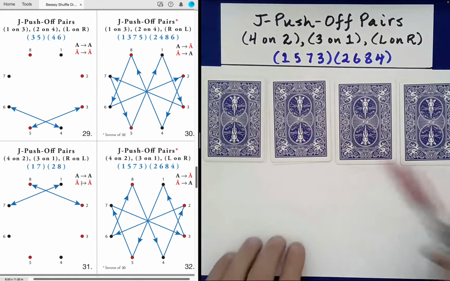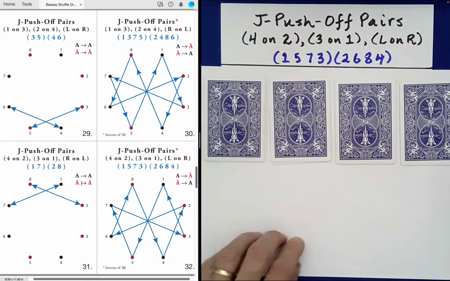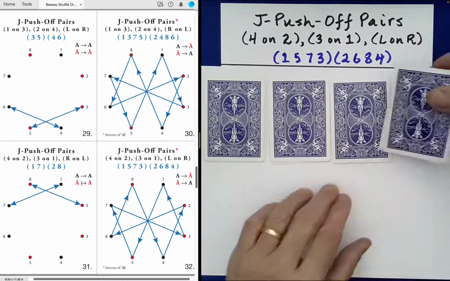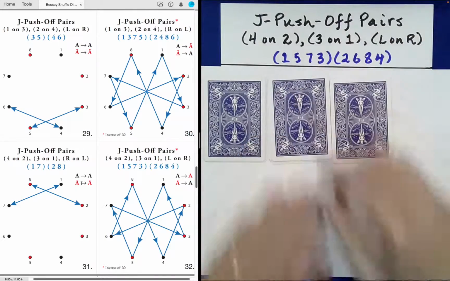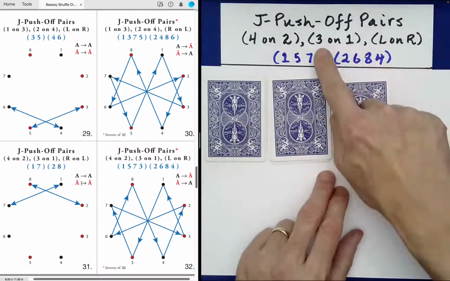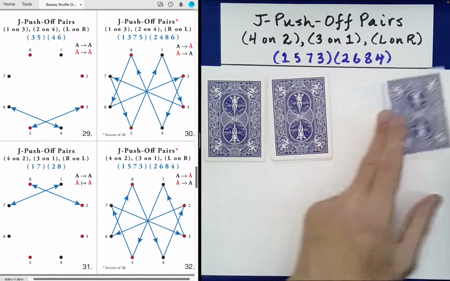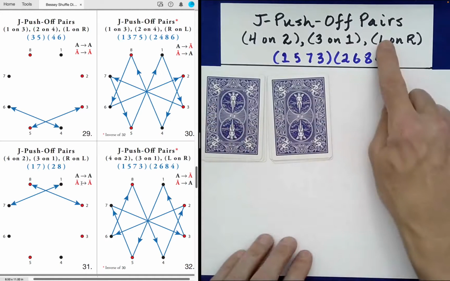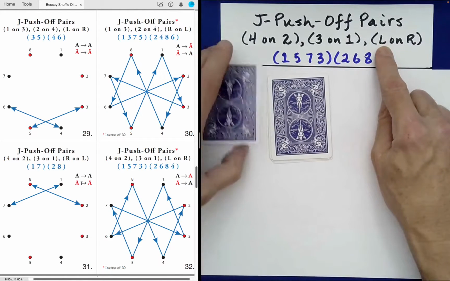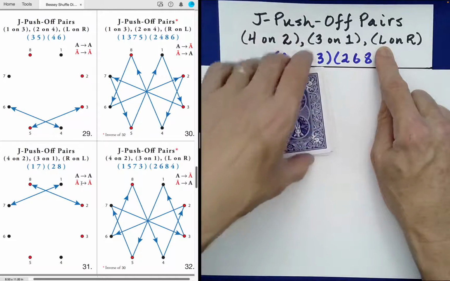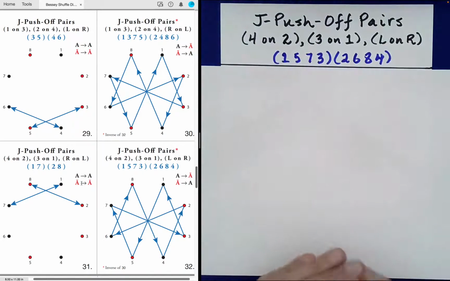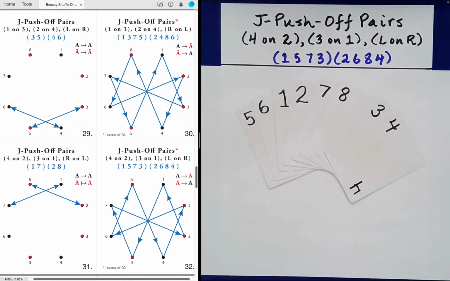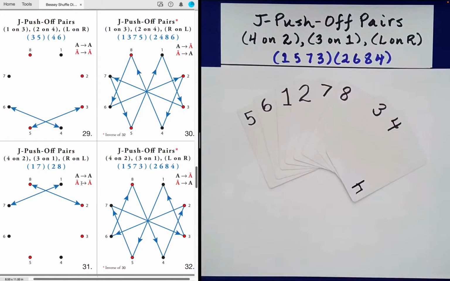The stacking requires us to do the following. This is pile 4. It leaps over pile 3 and gets stacked on top of pile 2. Pile 3 leaps over pile 2 and gets stacked on top of pile 1. And now we're going to stack the left pile on top of the right. So what is the new ordering that results from this shuffle? Well, it's the following: 5, 6, 1, 2, 7, 8, 3, 4.